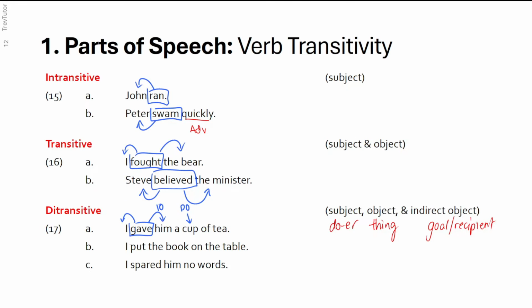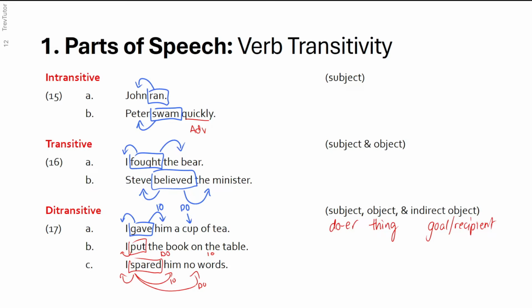In the case of I put the book on the table, I is the subject here. The book is the direct object. That is the thing that putting is acting upon. And then on the table would be the indirect object. That's the location where it's going to. In the case of I spared him no words, well, this is going to be the same thing. We're going to have a verb, which takes a subject and takes two objects here. So no words would be the thing that is being spared, and him would be the recipient of no words.